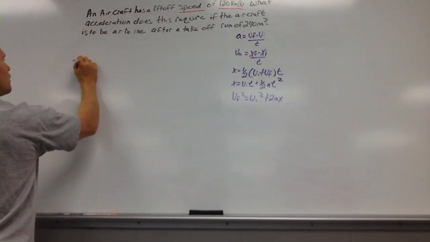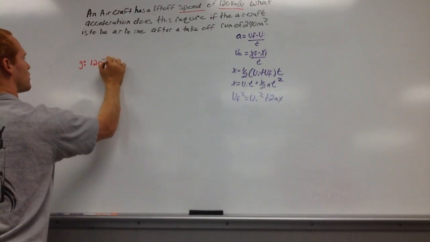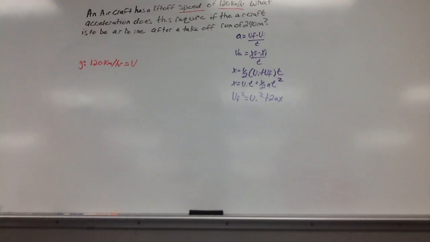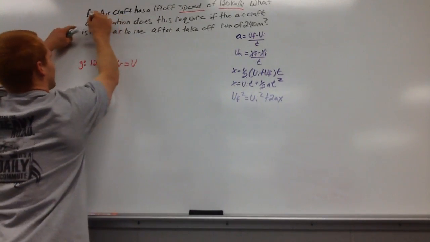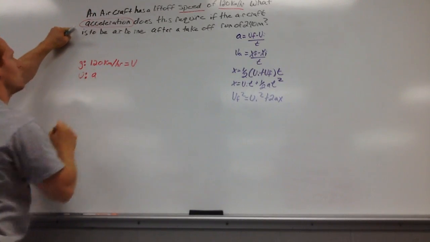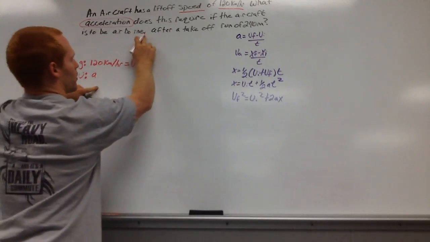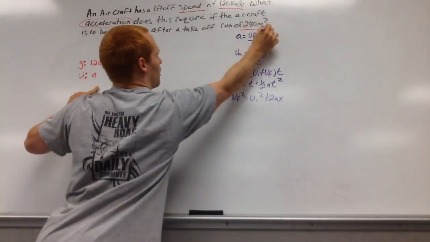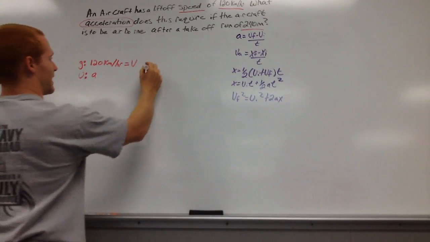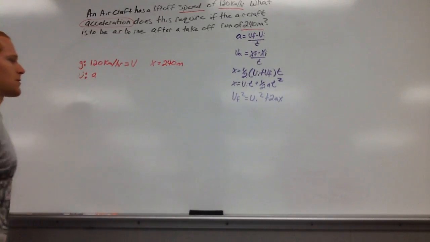So we have our given, we have 120 kilometers per hour as a velocity. We're looking for what acceleration? So our unknown is A. Does this require, if the aircraft is to be airborne after a takeoff run of 240 meters? So meters, okay, that's going to be an X. X equals 240 meters.